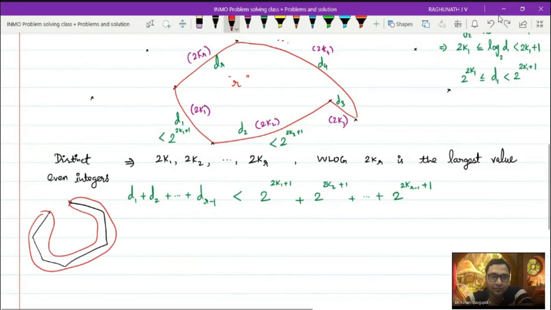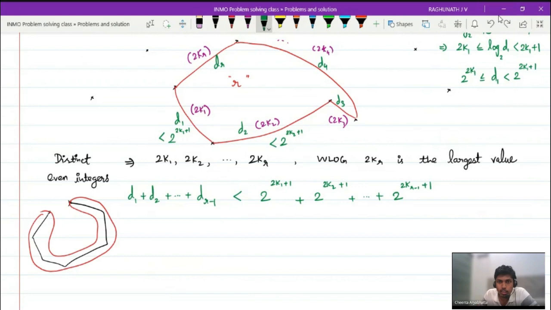So assume that out of these, 2 power 2ki plus 1 is the largest for some i in 1 to r minus 1. So if you take 2 power 2ki plus 1 common, you will get 1 plus... what is the next value could be? It could be 2 power minus 1, right?